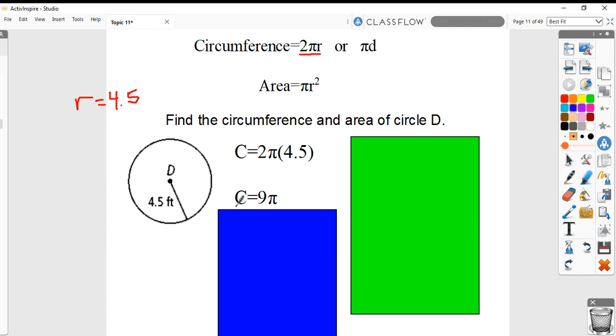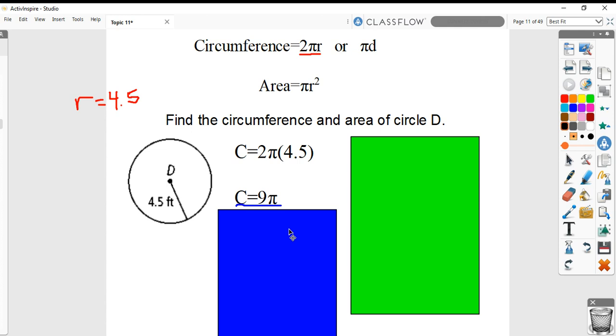This right here, if we did not do any other work past that, 9 pi would be a perfectly acceptable answer. And in fact, on your Canvas problems, some of the answer choices will be given in terms of pi. It will just have all of the other numbers put together, however they go, and pi left there by itself. Okay, so 9 pi would be a perfectly good answer.